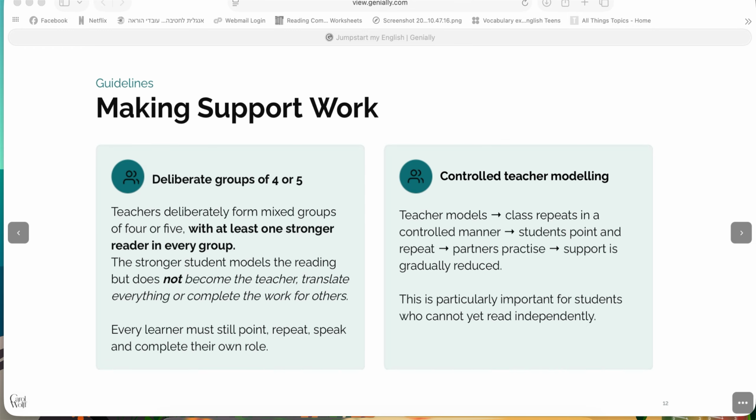Teachers should deliberately form mixed groups of 4 or 5 students with at least one stronger reader in every group. The stronger student may model the reading, but does not become the teacher or translate everything or complete the work for other students. The teacher remains responsible for teaching and modeling the language. Every student, as I said earlier on, must still participate, point, repeat, speak, and complete their own role.